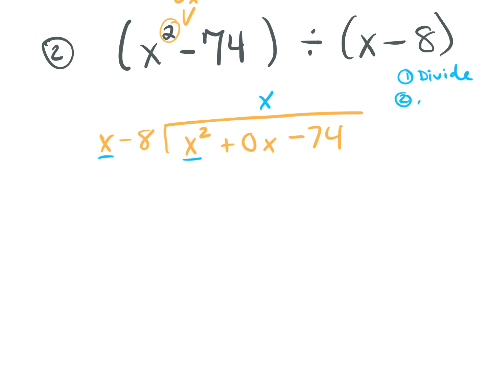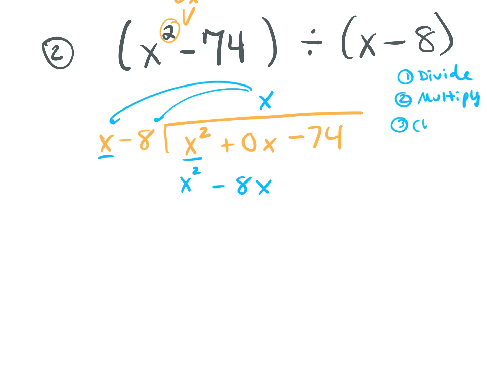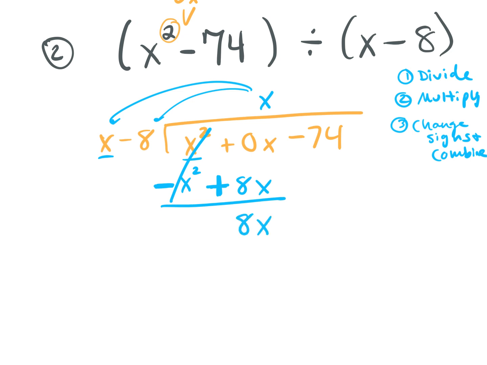What's step 2? Multiply. So x times x and negative 8. X times x would be x squared. X times negative 8, negative 8x. What's step 3? Change the signs and combine. So this becomes a negative, this one becomes a positive, and we're combining them. So the x squareds cancel. 0x plus 8x would be 8x.